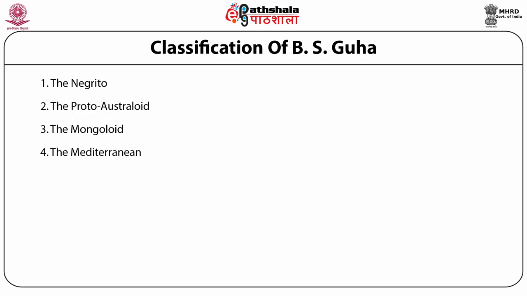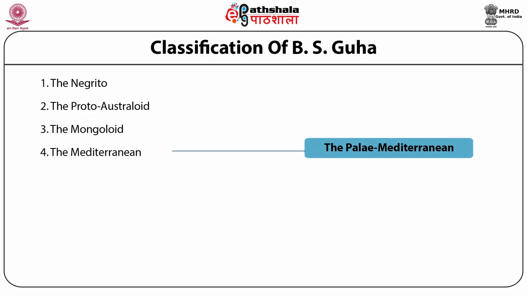Next is the Mediterranean. They comprise three distinct racial types. These are the Paleo-Mediterranean, the Mediterranean, and the Proto-Egyptian type. The Mediterraneans are characterized by long head and arched forehead, long face, narrow and prominent nose, tall to medium stature, light skin color. This type was responsible for the building up of the Indus Valley civilization.